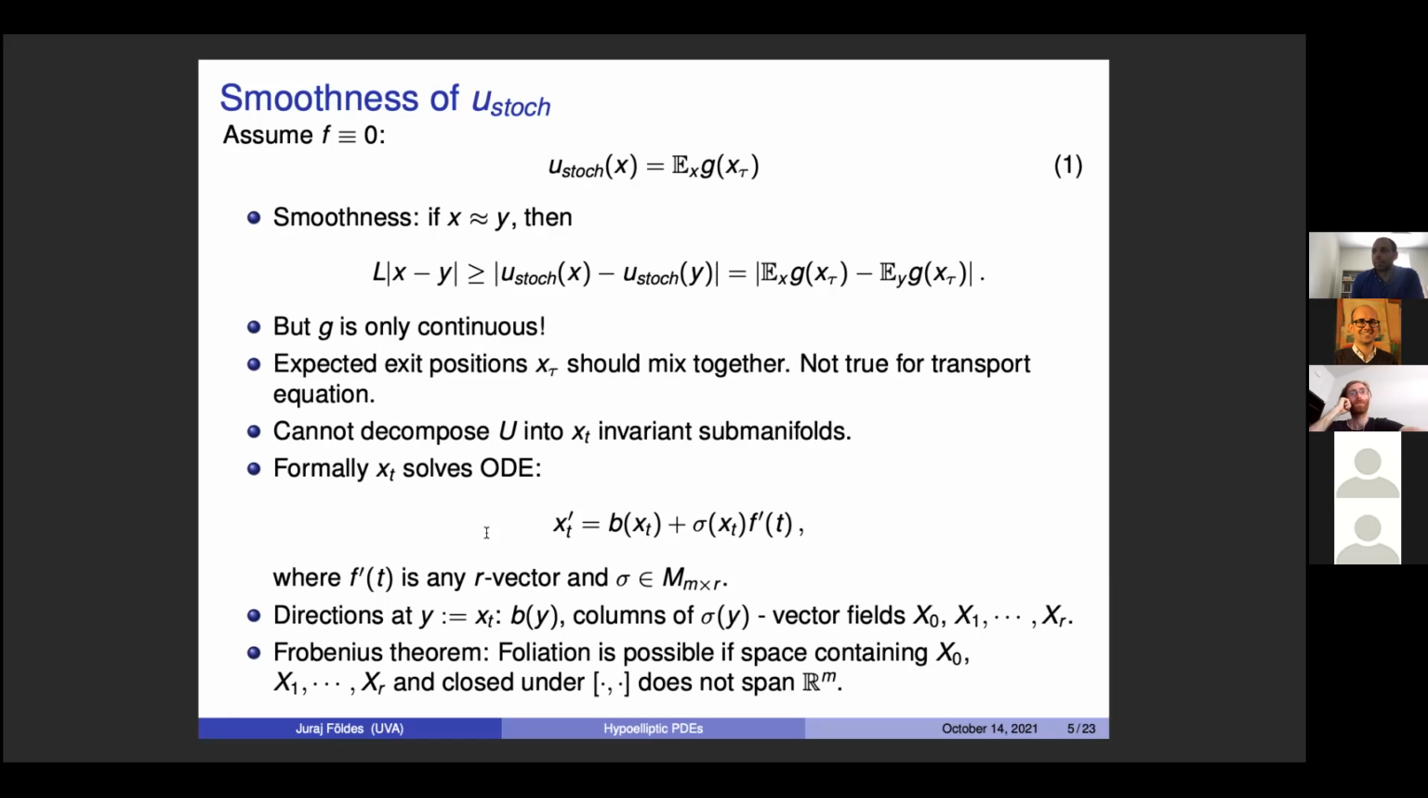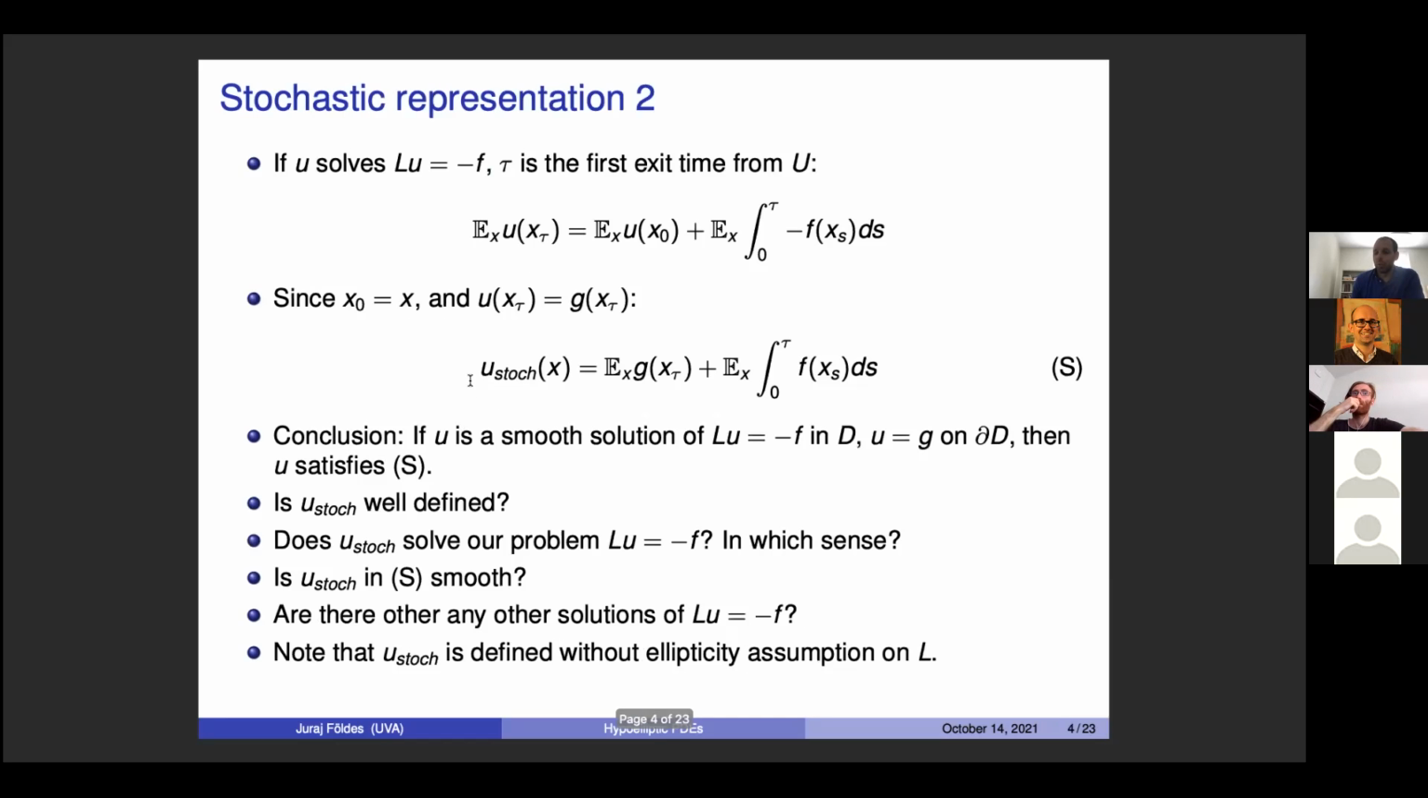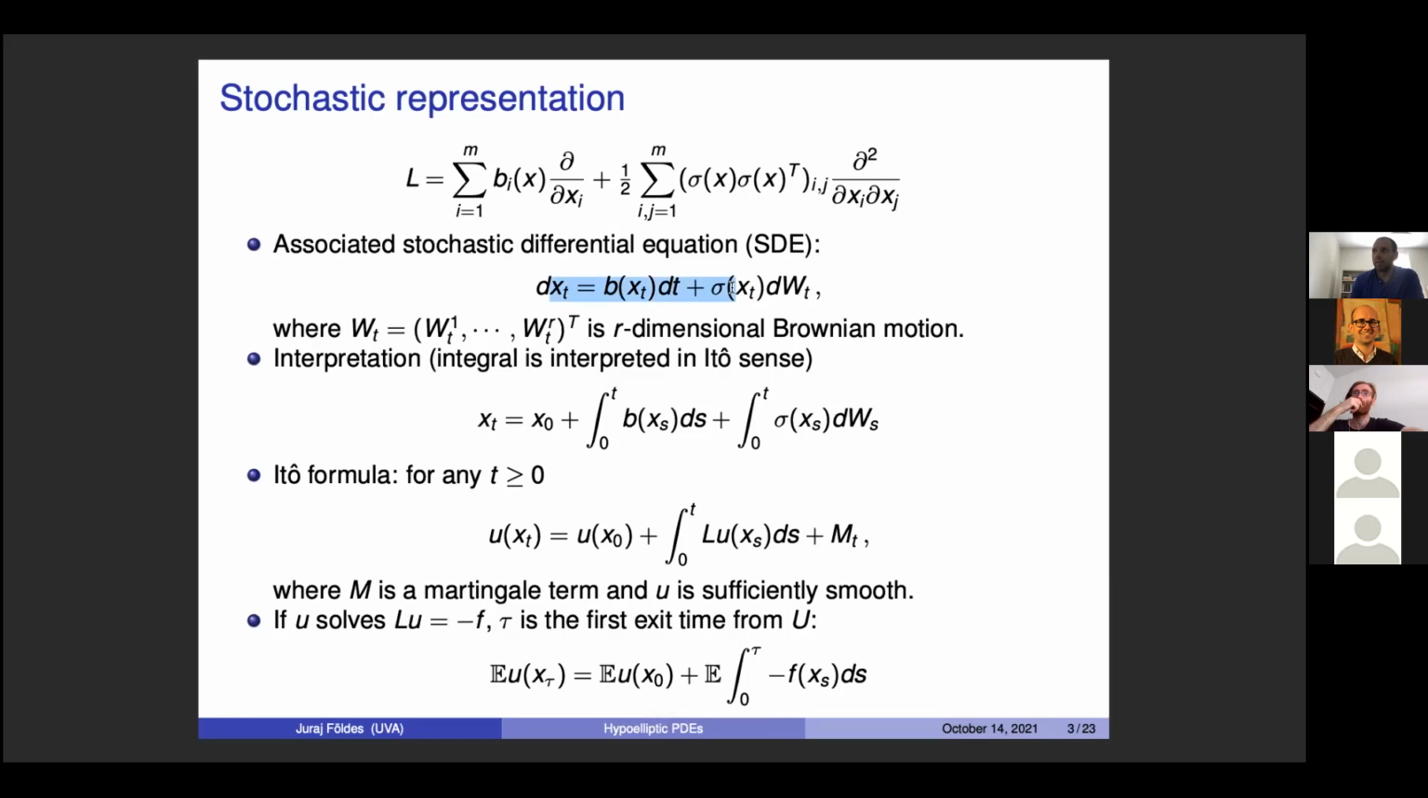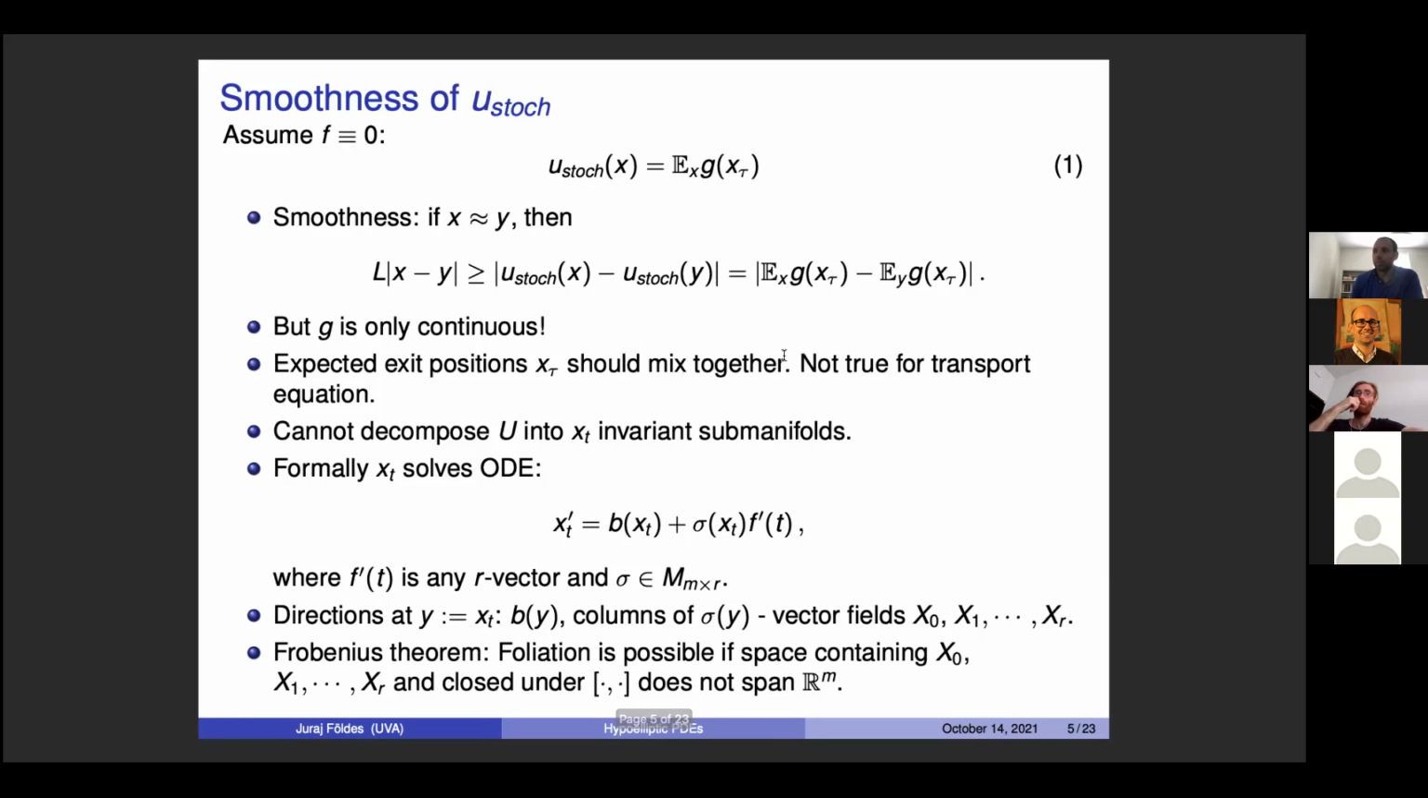So, right. Now, the question is: is this stochastic differential equation mixing or not? Let's look at this from a more naive perspective. Naively, or at least formally, the stochastic differential equation satisfies this ODE: X prime is equal to b of X plus sigma times F prime. And F is some, say, low regularity function, maybe not even well-defined, but assume that this is a well-defined vector. So this is any r-dimensional vector that's going to multiply our matrix sigma.